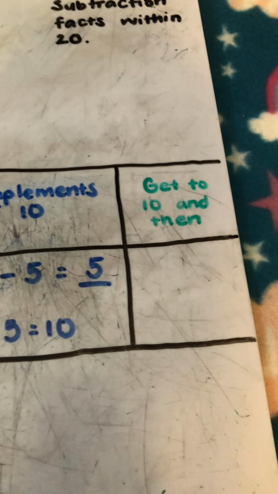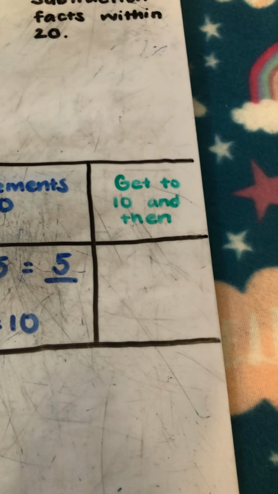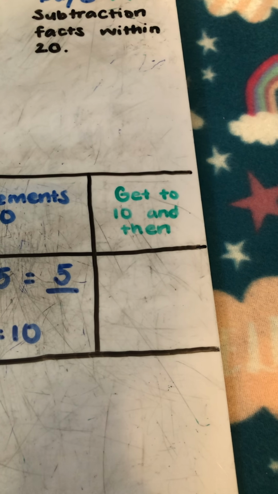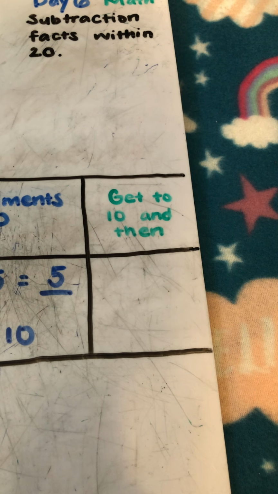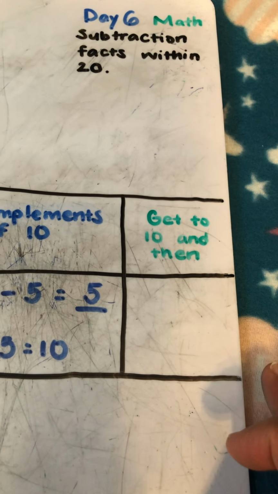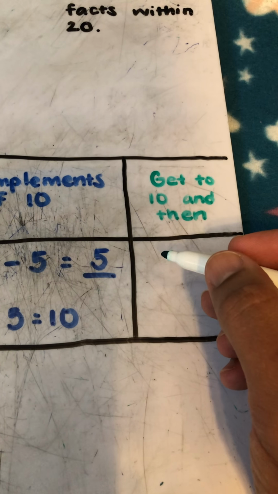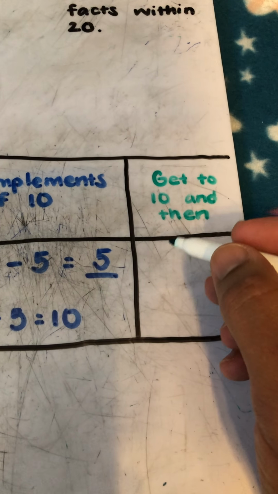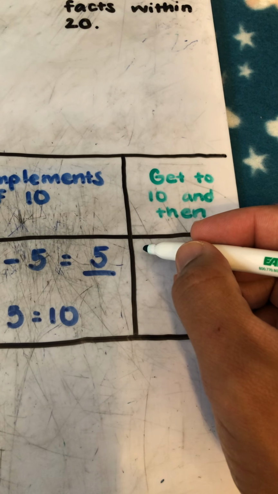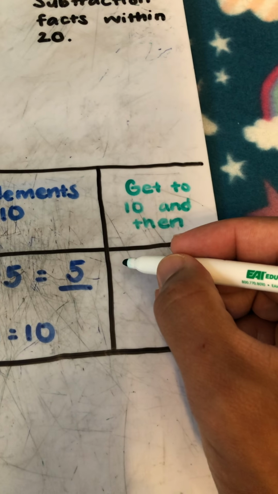Our last strategy is going to be our get to 10 and then strategy. If you'd like to see this a bit more, I did post a video yesterday on our day 5 for our no packet, no problem. Feel free to check that out. But our get to 10 and then strategy involves us getting to 10 first and then doing the rest. Maybe I'm working with numbers that are a little bit larger than my small facts. I need to break it up a little bit.